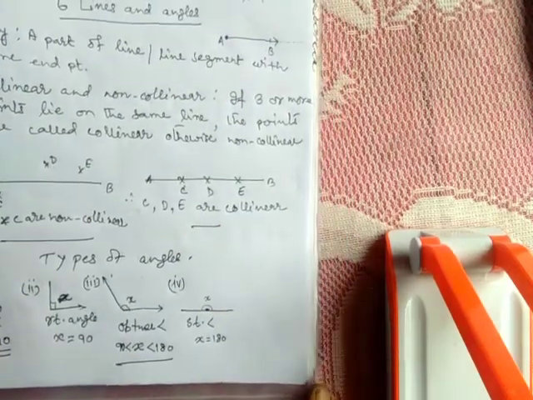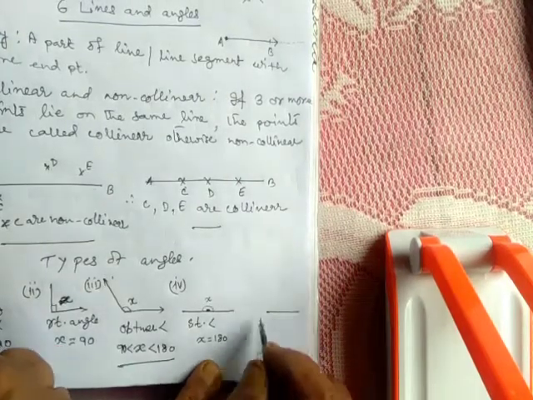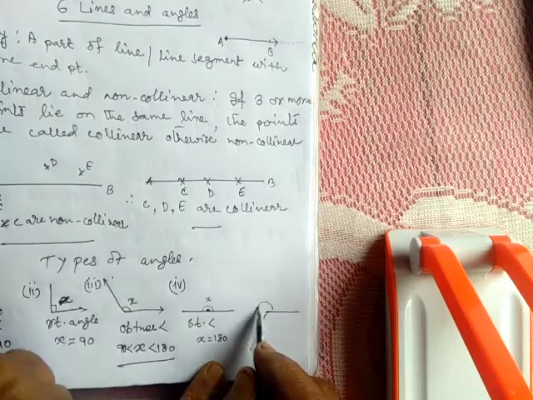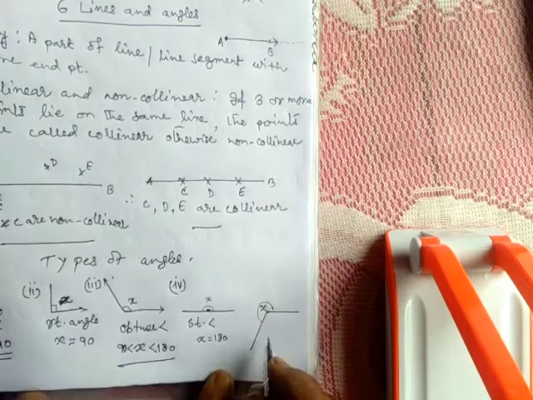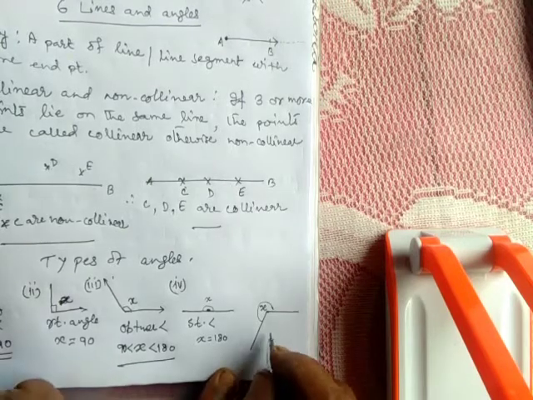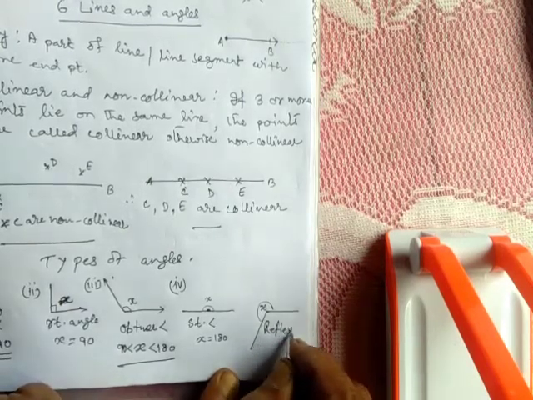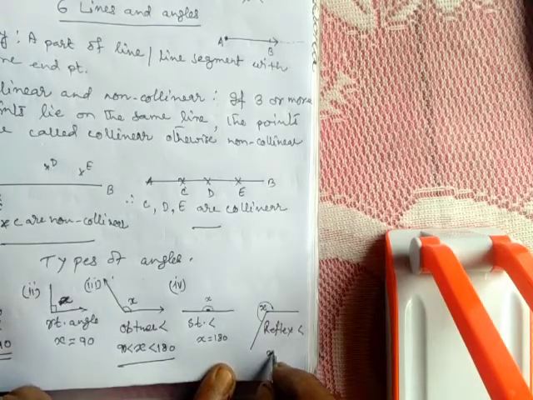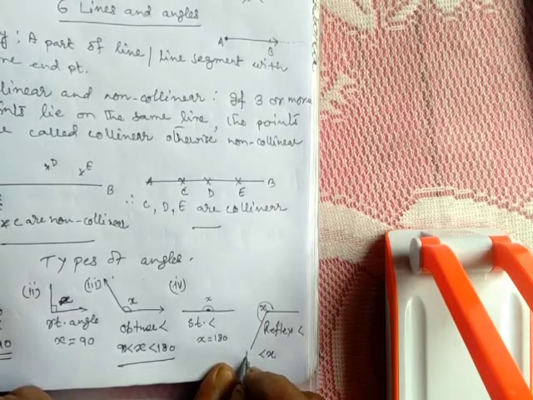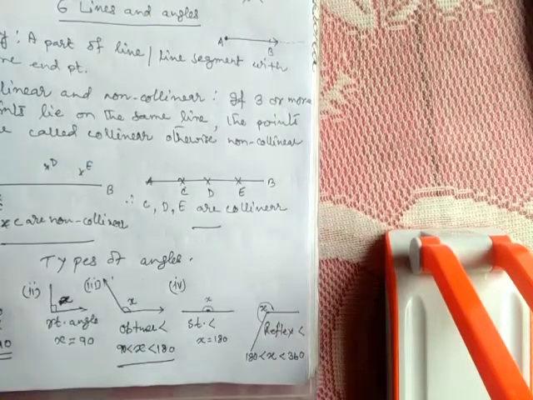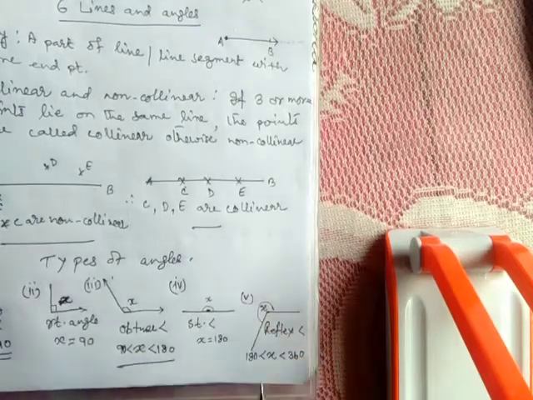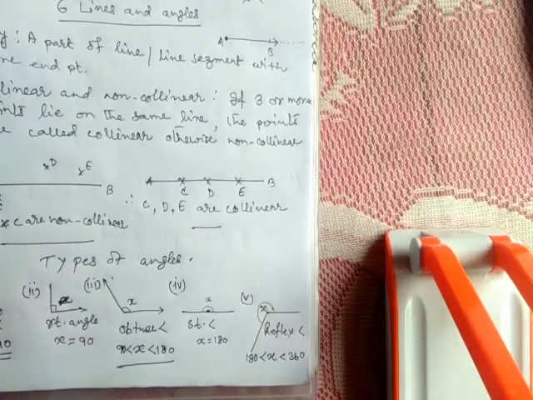One more angle, say this one. This is x degrees. What angle is this? This is a reflex angle. This angle is a reflex angle. Here x is greater than 180 but less than 360. Okay, these are the 5 angles you have to remember. Is it clear?